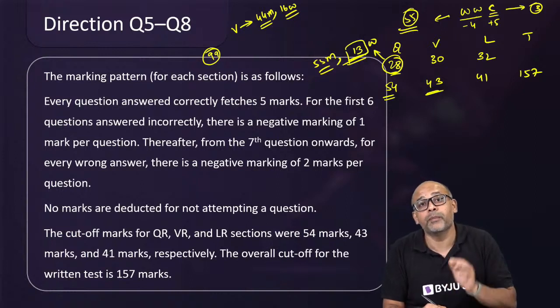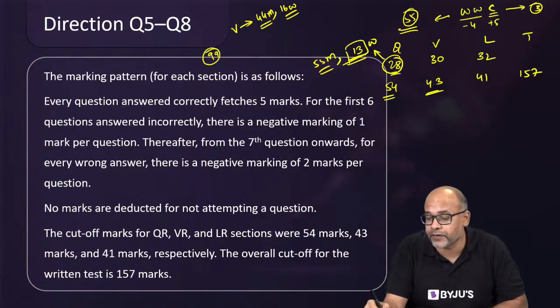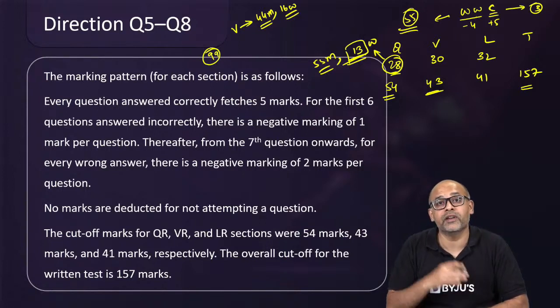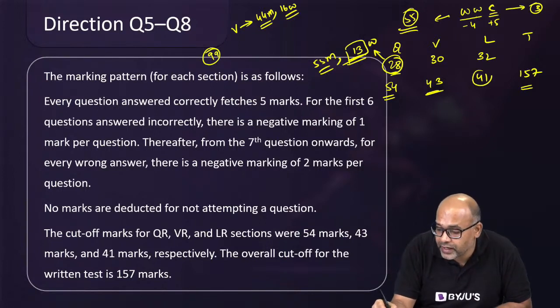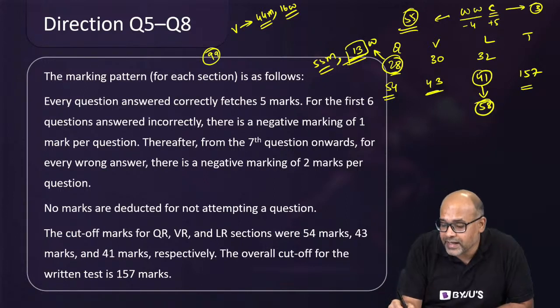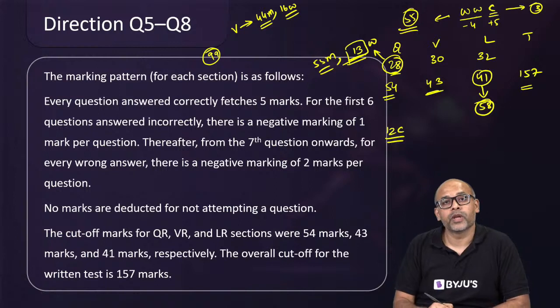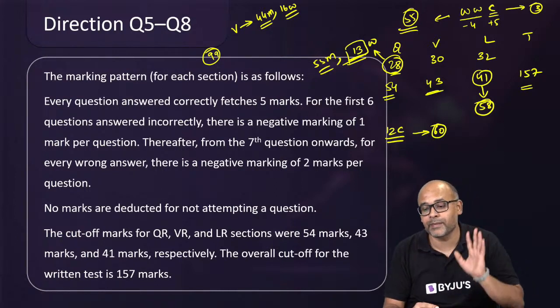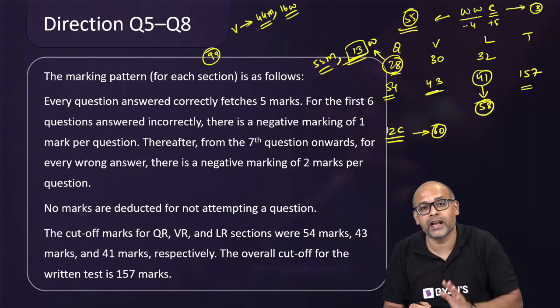So what is left for me? Minimum I should get 57 or 58, right? Because the total should add up to 157 minimum. So I need here not 41, I need minimum 58. 58 means I'll take 12 corrects. 12 corrects means I will get 60 marks. 12 corrects is 60 marks. Now again the same analysis.